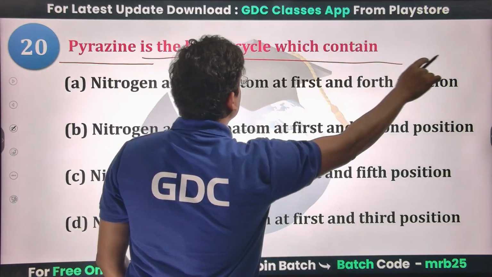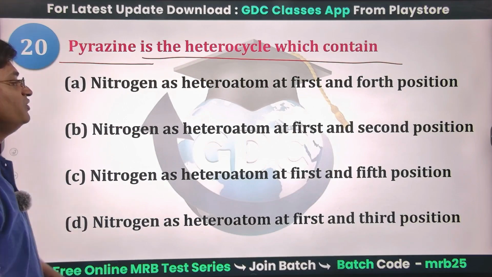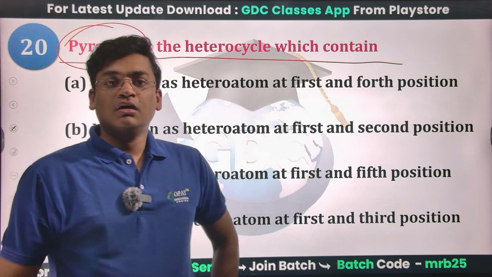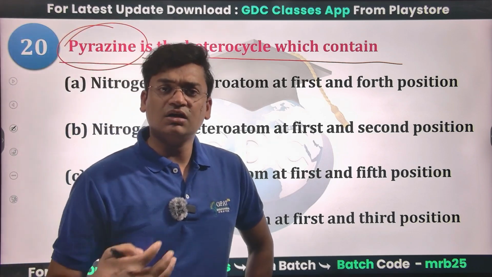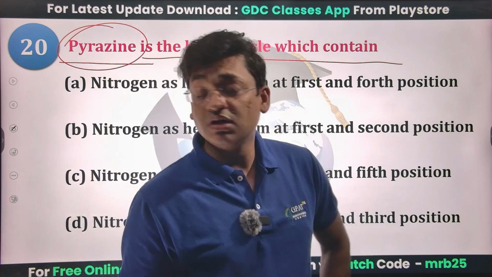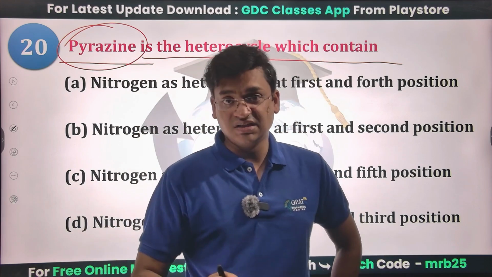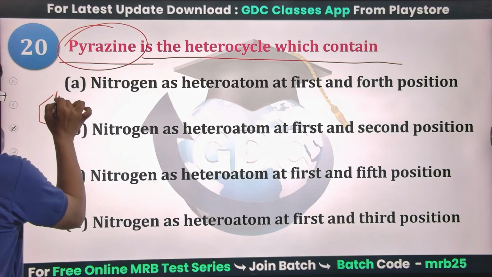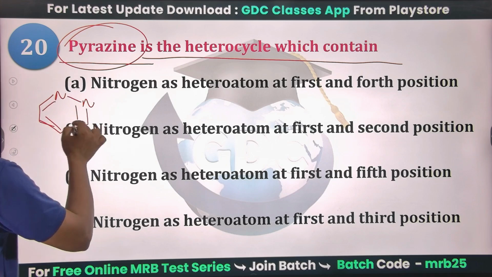Pyrazine is the heterocycle which contains what? We are asked about the pyrazine structure. Pyrazine is a dinitrogen 6-membered ring. There could be more of these dinitrogen 6-membered rings: pyrazine, pyrimidine, pyridazine. If the nitrogens are present at the 1-2 positions, then it will be named pyridazine.